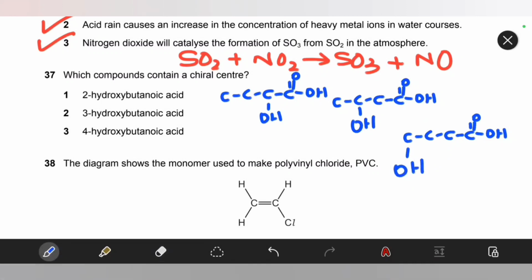Now let's see the chiral centers. I'm not drawing hydrogen atoms, but make sure that you draw them so you don't get confused. So, this is the chiral center, right? And here, this is the chiral carbon. In the third one, there's no chiral carbon. So first and second, B.